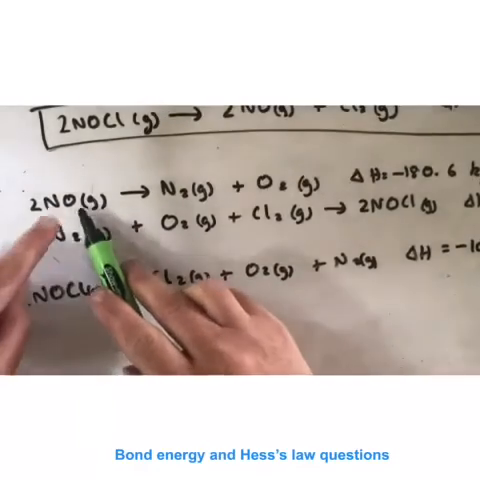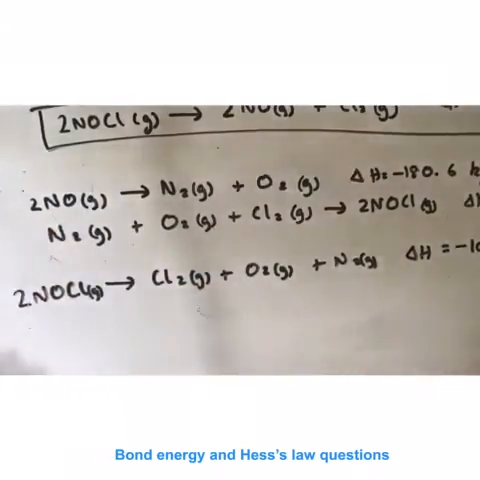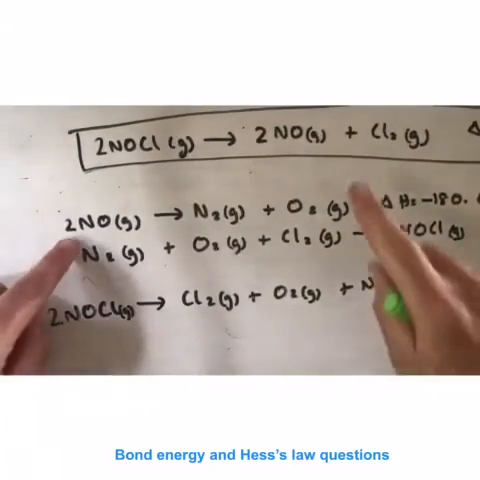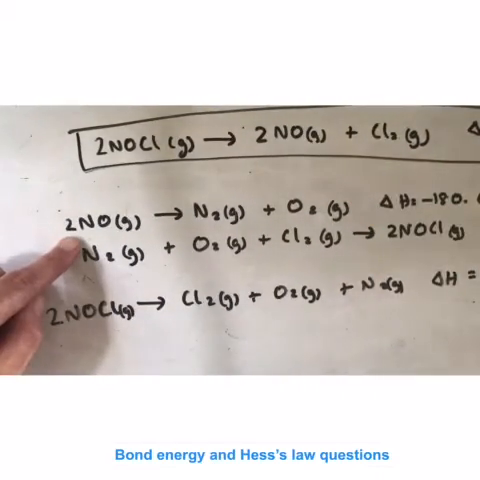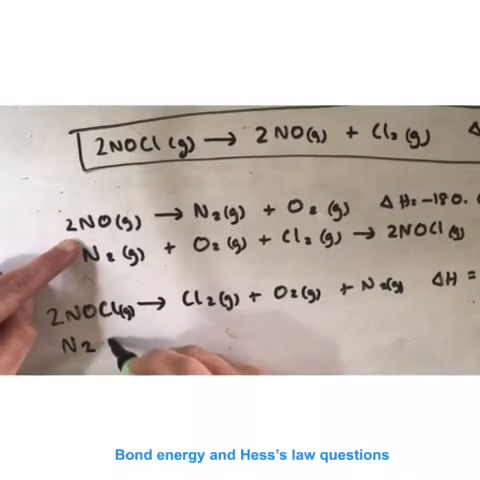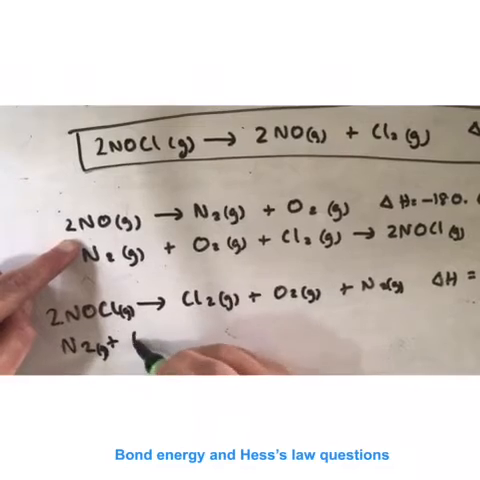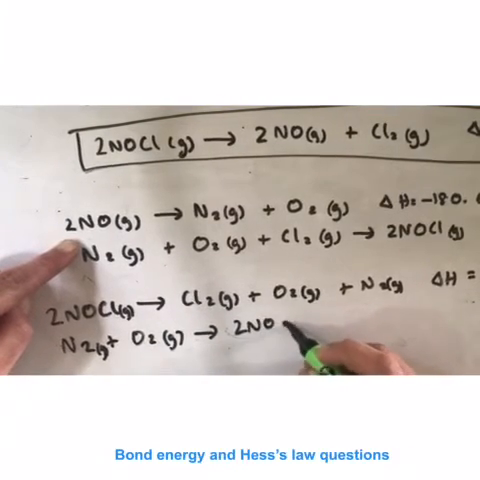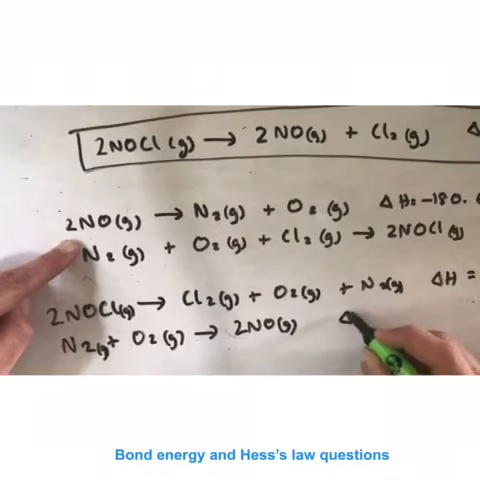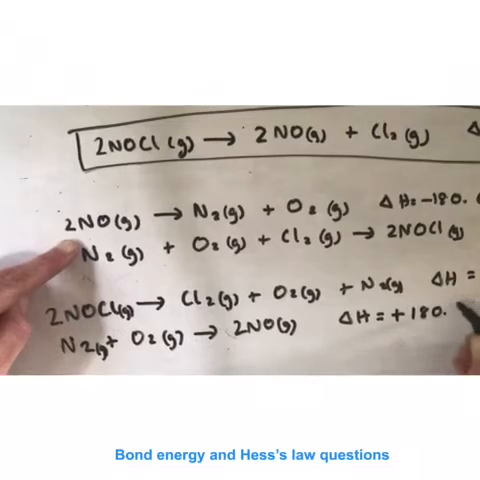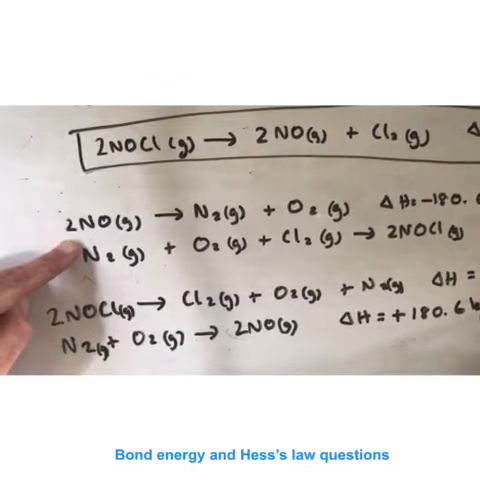Now what I want is my 2NO on the opposite side in this equation here. So I'm going to have to invert this one as well. So that means I'm going to have N2 gas plus O2 gas, arrow, 2NO gas, and your delta H then has to have its sign changed as well, so that's positive 180.6 kilojoules per mole. I keep forgetting to write in my units, sorry girls.